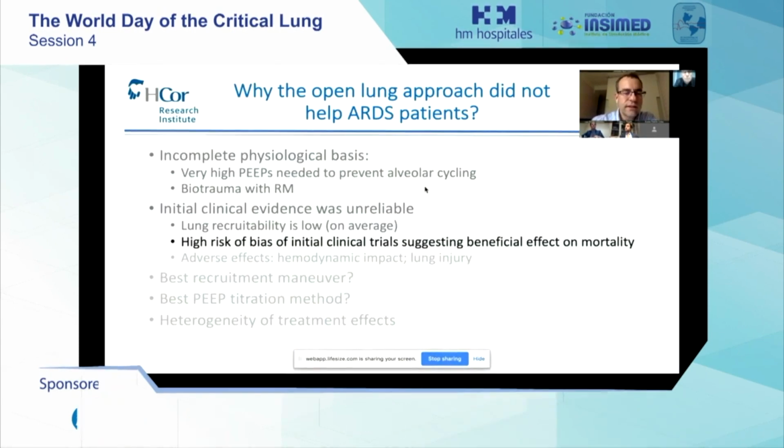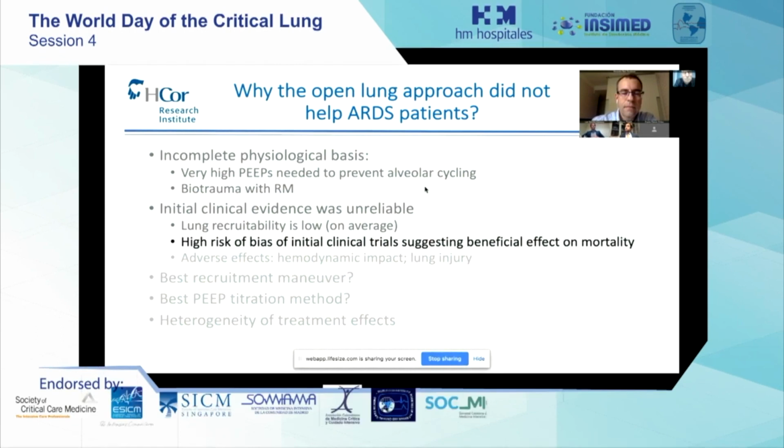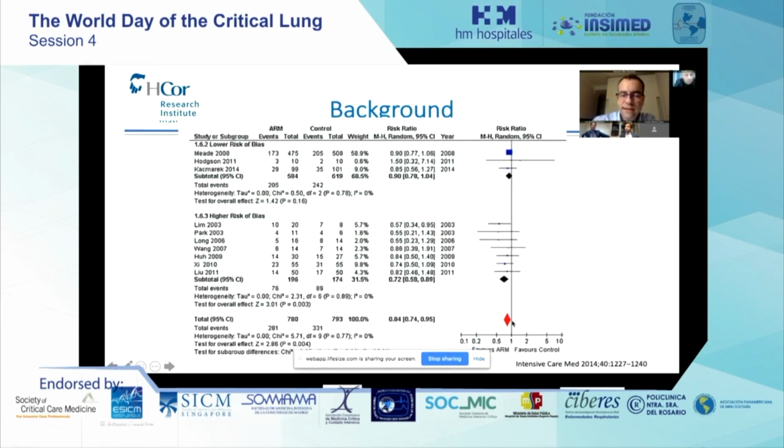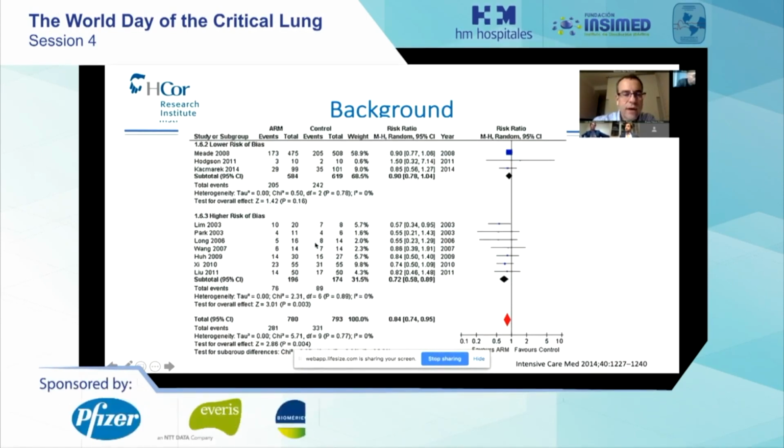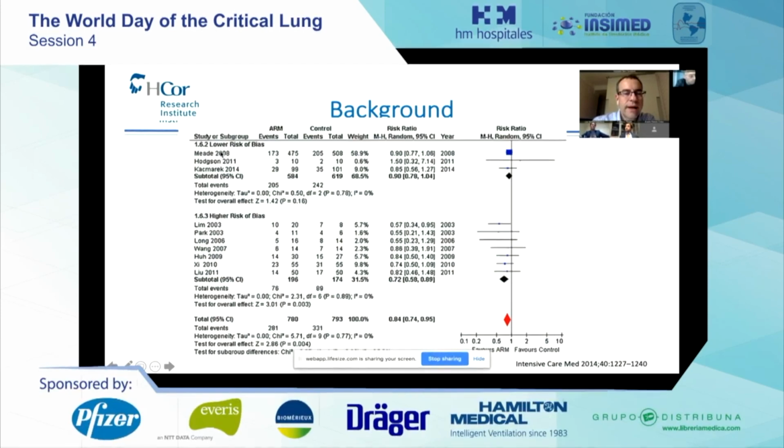Another thing to consider is that some studies conducted before ours suggested benefit on mortality. This is represented here in this meta-analysis, but one can see that most of those studies suggesting benefit on mortality were at higher risk of bias, whereas the studies at lower risk of bias are more neutral, with a non-significant benefit.